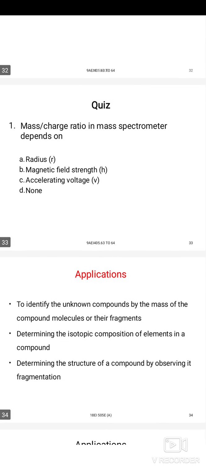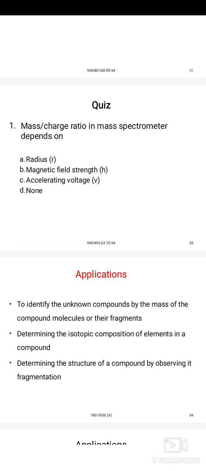Now we can see a small quiz. Mass to charge ratio in a mass spectrometer depends on A, radius, B, magnetic field strength, C, accelerating voltage V, D, none. So the mass to charge ratio in the mass spectrometer depends on accelerating voltage V. That is, C is the correct answer.